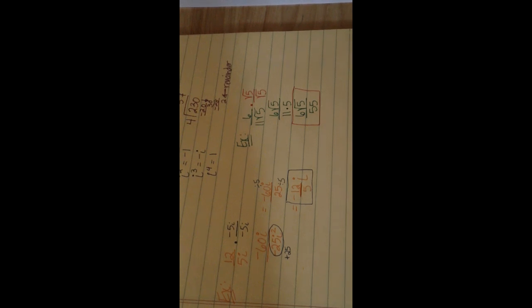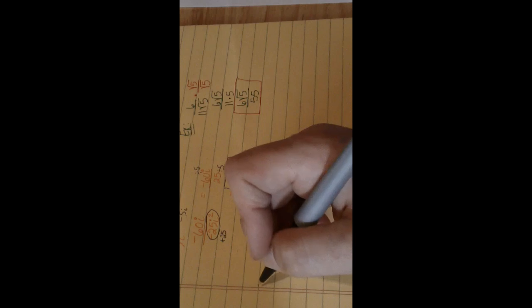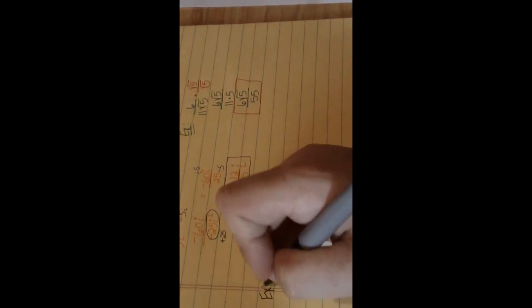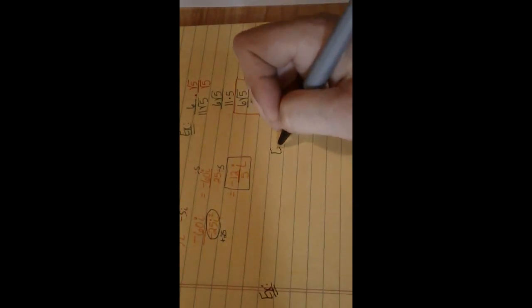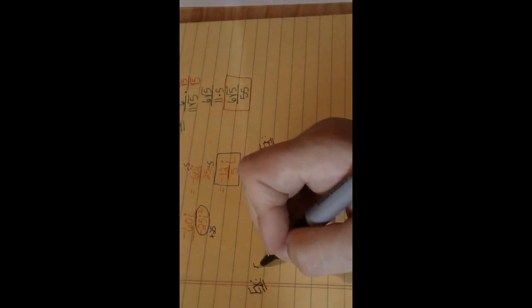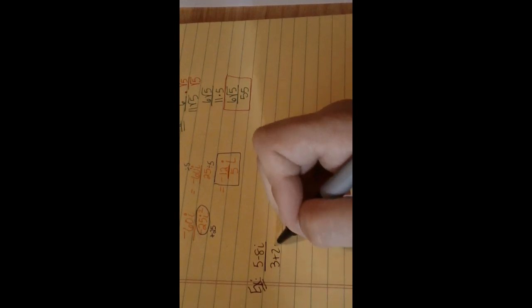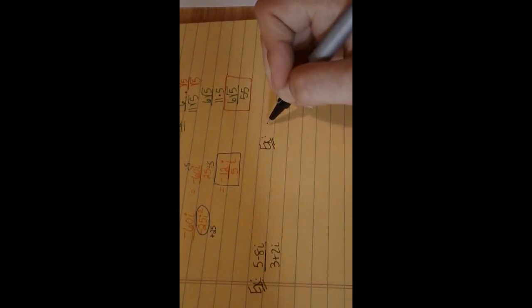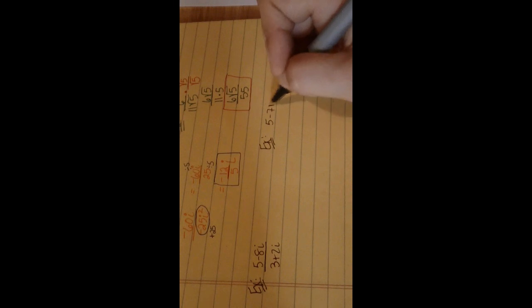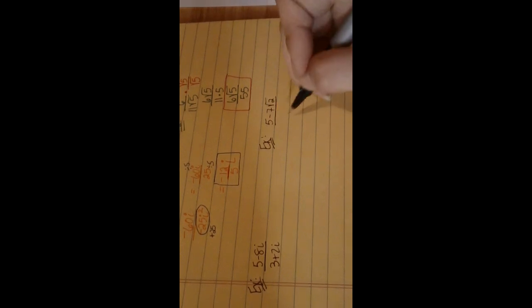The last types of problems we have are still rationalizing the denominator, but they are going to be problems that are more complex than what we've done so far. So let's look at these two problems. One with a complex denominator, 5 minus 8i over 3 plus 2i, and the other with a radical that has a difference in the denominator, a subtraction problem.